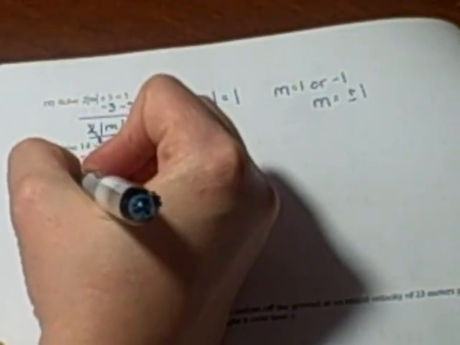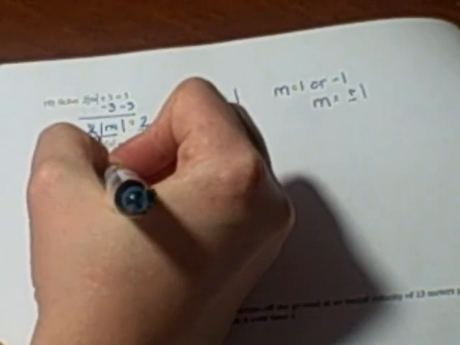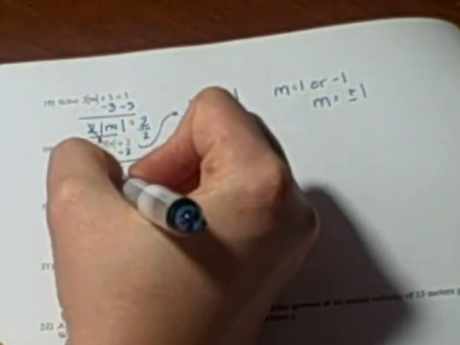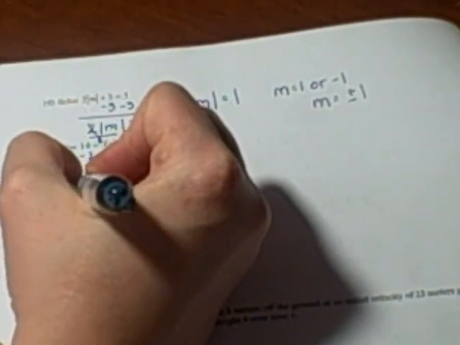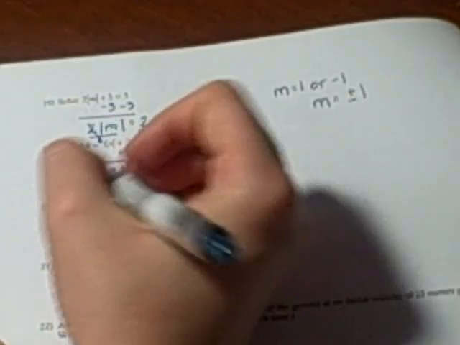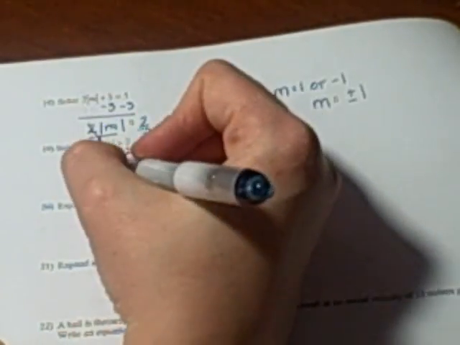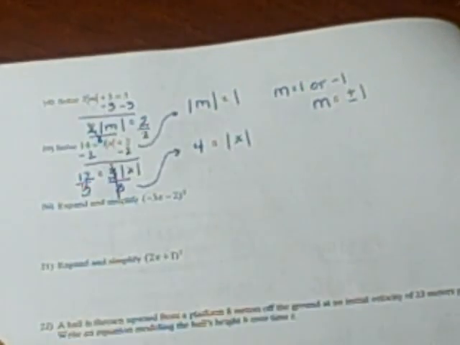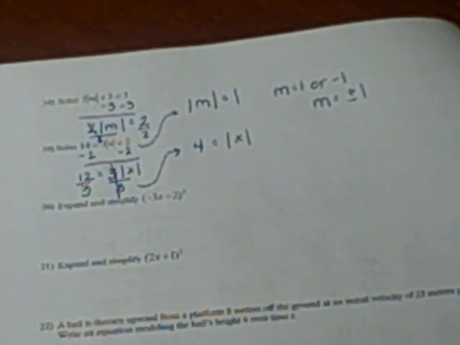And that'll leave me with 12 equals 3 times the absolute value of x. And then to get rid of that 3, I'll just divide and carry on up here. 12 divided by 3 is 4, and my 3's will cancel out, so I'm left with 4 equals the absolute value of x. Once again, that's saying that x is 4 spaces away from 0.